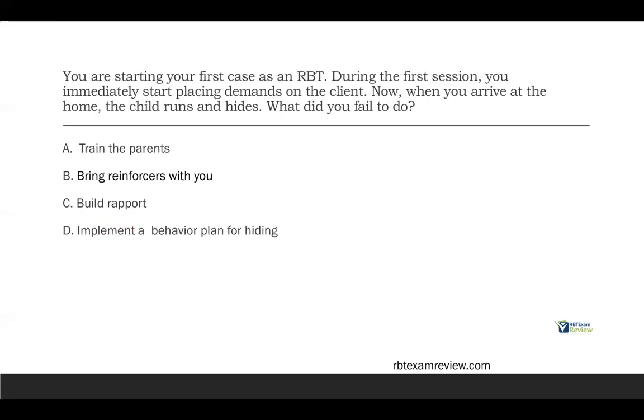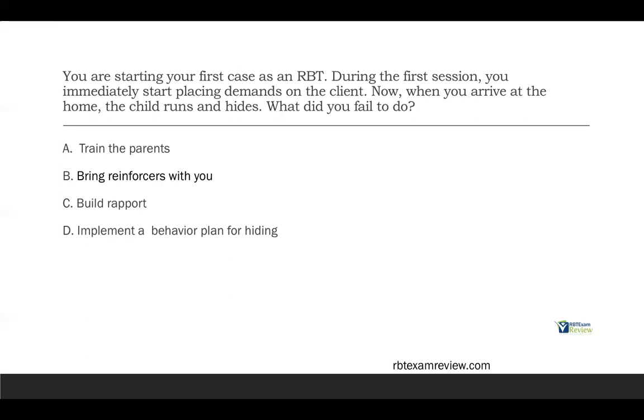Okay, you are starting your first case as an RBT. During the first session, you immediately start placing demands on the client. Now, when you arrive at the home, the child runs and hides. What did you fail to do? So we sometimes see this where the RBT shows up, and as soon as that car pulls up, the client is off, right? They're running, they're hiding, they're screaming, they're crying. What have you failed to do? What did you fail to establish?